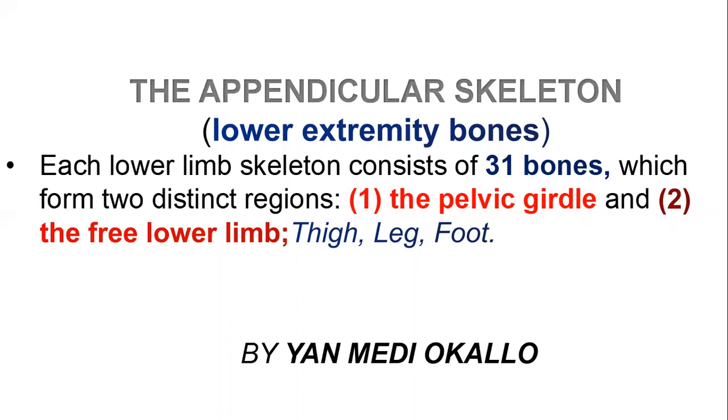Welcome to another session of discussion whereby we will be touching on the bones of the lower extremity. Remember, we are still under the topic of appendicular skeleton. In the previous discussion, we were able to identify the bones of the upper extremity, and these are the bones of the pectoral girdle, the bones of the upper arm, forearm, and the hands. So today, without much ado, let's move ahead.